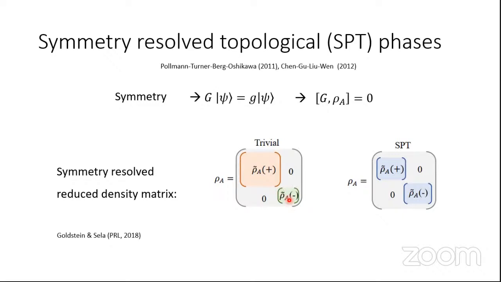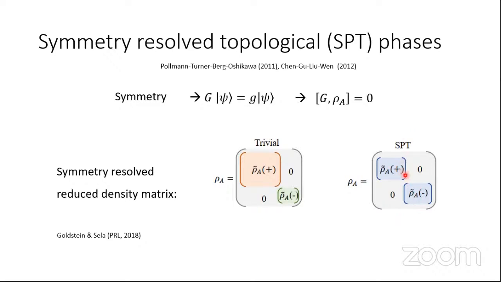I haven't used topology yet. However, what is topology? Topology means that the blocks are equal. So what is the topological phase? The topological phase is a phase in which the blocks that exist because of the symmetry are equal. So it's a particular type of symmetry. What is the difference between the topological and the topologically trivial phase? In the trivial phase, the blocks of the reduced density matrix are different. In the SPT phase, the two blocks are equal.